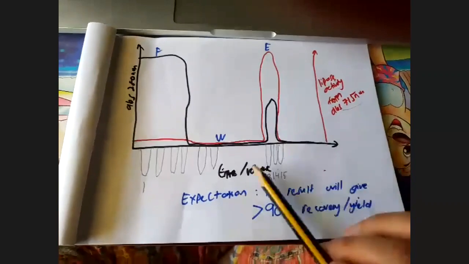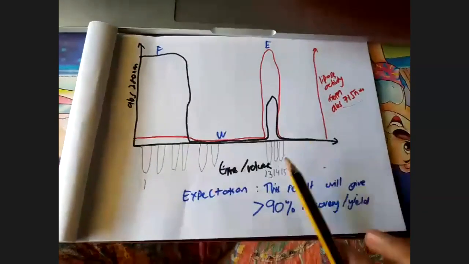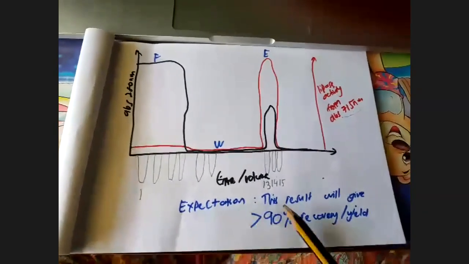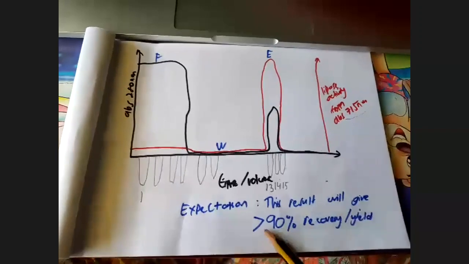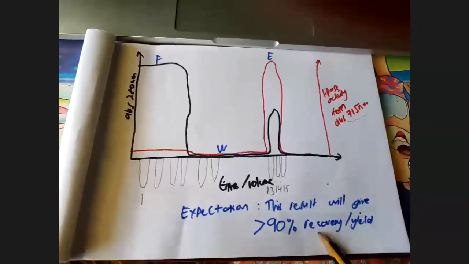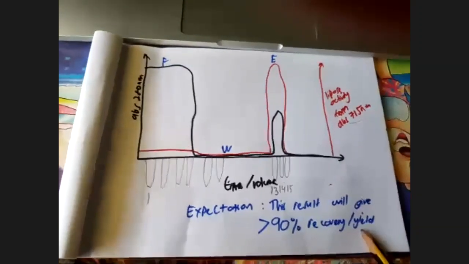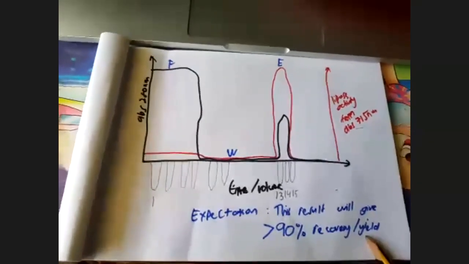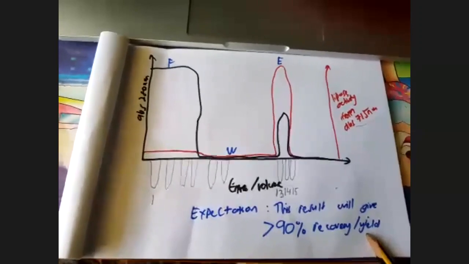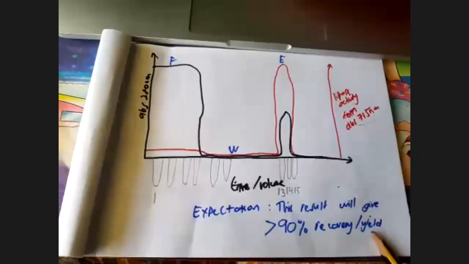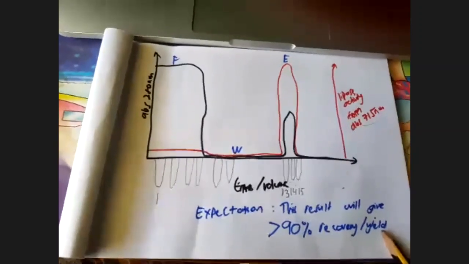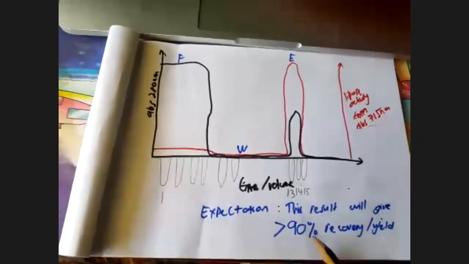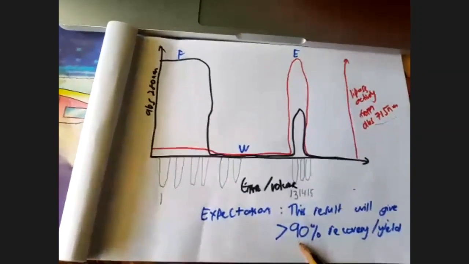Okay, based on this, roughly we can just say that this result will give you at least more than 90% recovery or yield. If you still remember your purification table, you have the column which shows the result for the yield and recovery. So most of you didn't get this much.